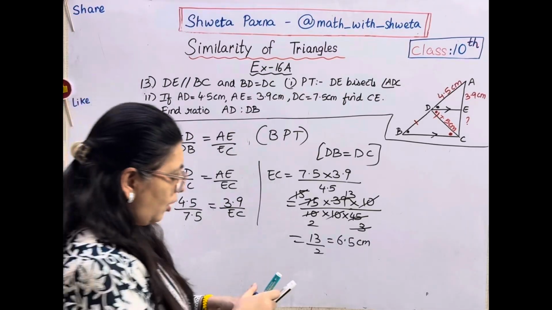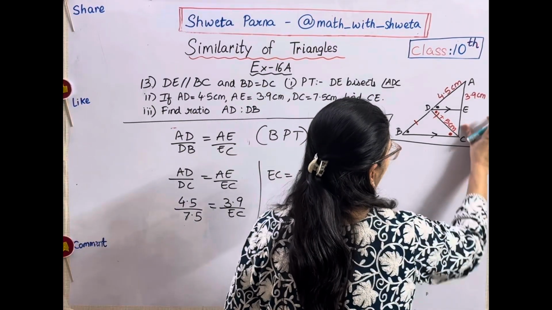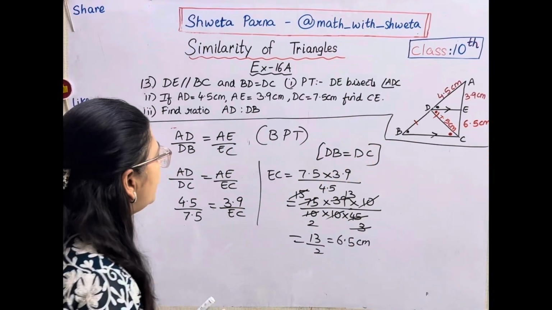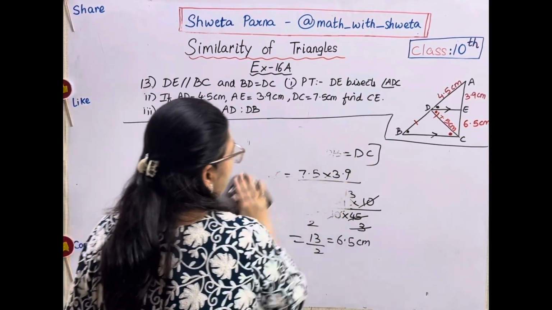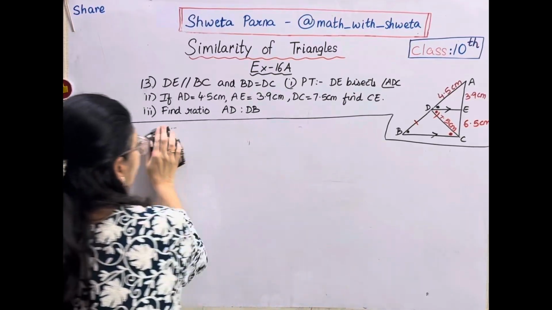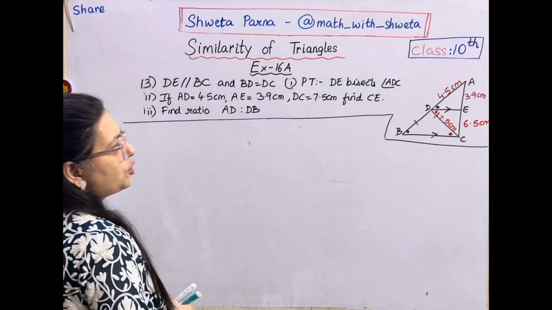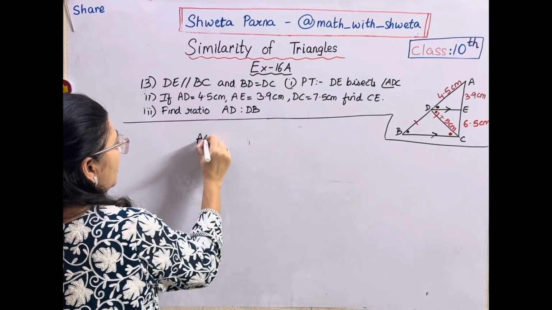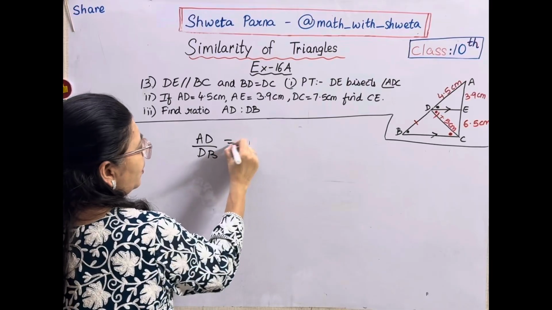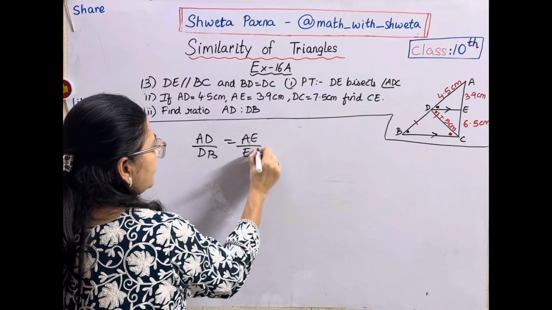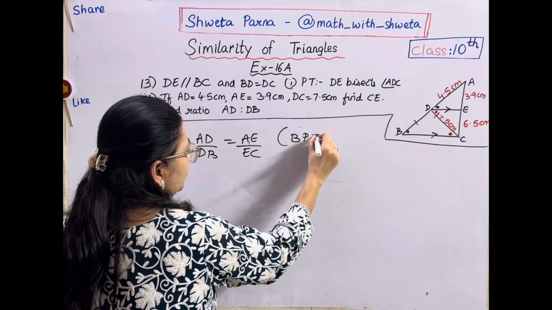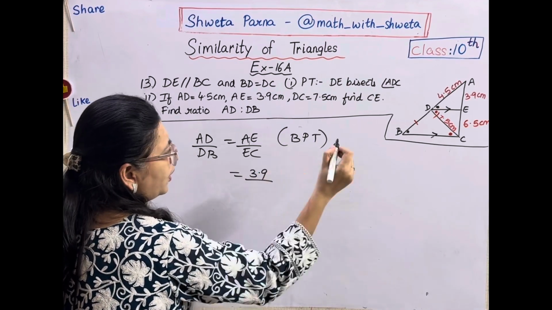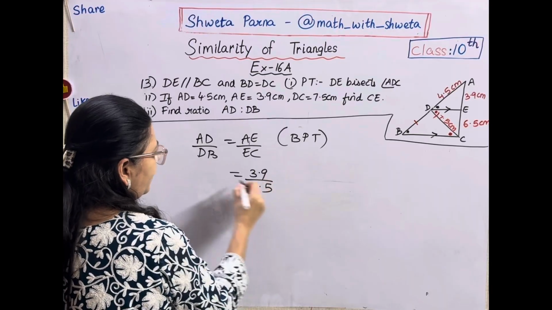Yes? Chalo, now let's do the third part. This becomes 6.5 centimeter. Okay? Let's do the third part. The third part is: find the ratio of AD is to DB. Same, we have already done. AD upon DB is equal to AE upon EC according to basic proportionality theorem. What is AE? AE is 3.9. What is EC? EC is 6.5.